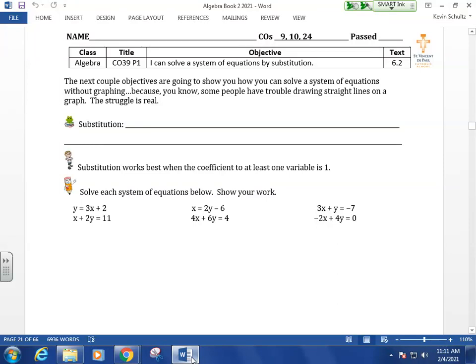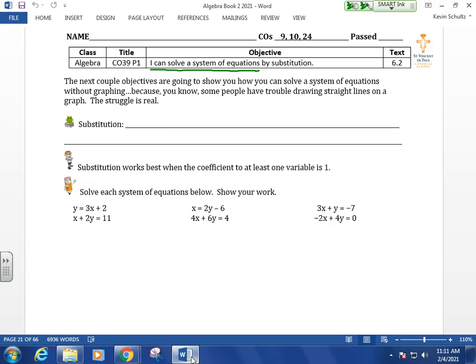We are continuing through algebra, solving more systems of equations. As promised, this objective starts out the same as CO38. I can solve a system of equations, but what's different now is the method that we're going to use. It's called substitution. And substitution works well when the equations that you're given aren't really graphable that cleanly.